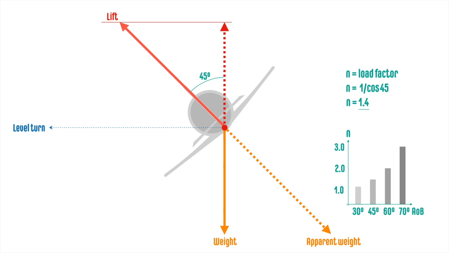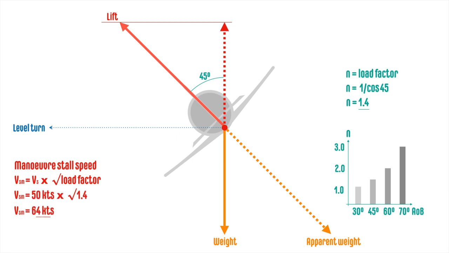It's important to understand that stall speed also increases with the load factor. How much more? We can work it out using this formula. For example, if the aeroplane stall speed is 50 knots, in a 45 degree turn, where the load factor is 1.4, the stall speed becomes 64 knots.